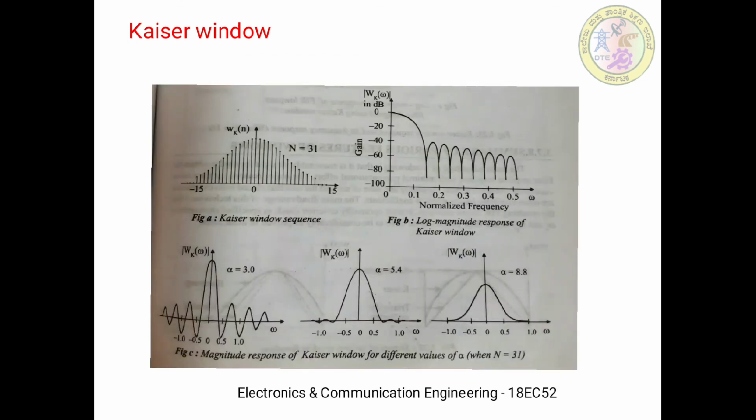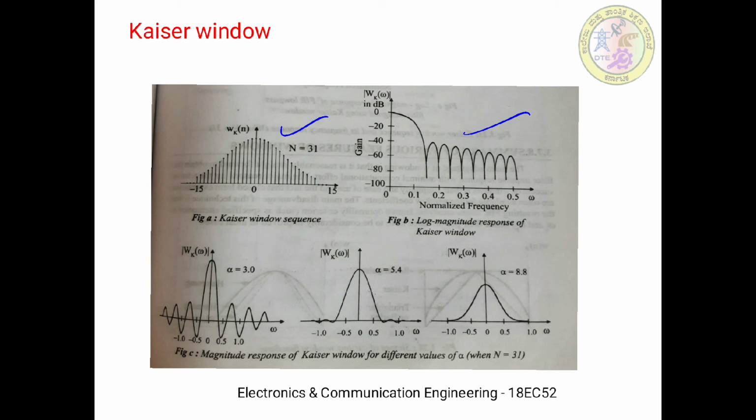Now coming to the Kaiser window. Here the window function is basically a mathematical problem, the problem of finding a time limited function whose Fourier transform is best approximated as a band limited function. As you can see, here are the Kaiser window sequence as well as the log magnitude response of the Kaiser window.